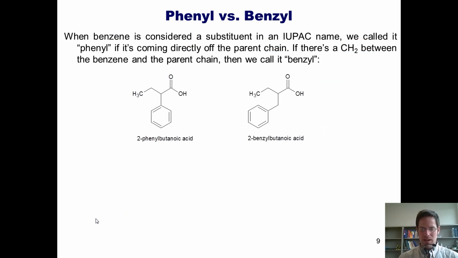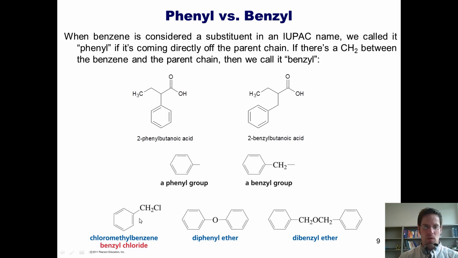Now, here's a detail that may not seem relevant now, but I want to remind you of it so that you don't get confused on the subject in the future. When benzene is considered a substituent in an IUPAC name, we call it phenyl if it's coming directly off the parent chain, as we see in this example. If there's a CH2 between the benzene and the parent chain, then it's called benzyl as a substituent. So thus we can see compounds like benzyl chloride, diphenyl ether, and dibenzyl ether shown here.